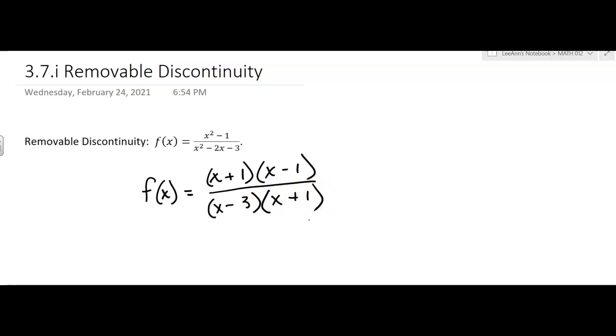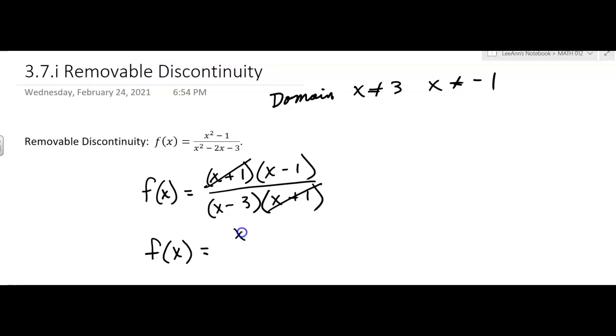Okay? So we know something about the domain. In the domain, we can't have x being 3 and we can't have x being negative 1. That is true. Now, I didn't write it in interval notation, but they don't ask for the domain right here. But just note to yourself, hey, x can't be 3 and x can't be negative 1. But what happens now, the x plus 1 cancels with the x plus 1. The function simplifies. And so now we have x minus 1 over x minus 3.